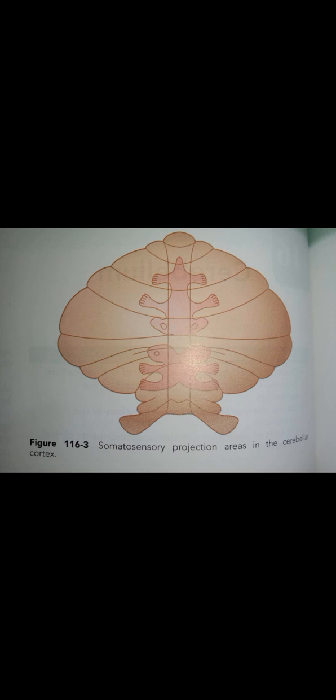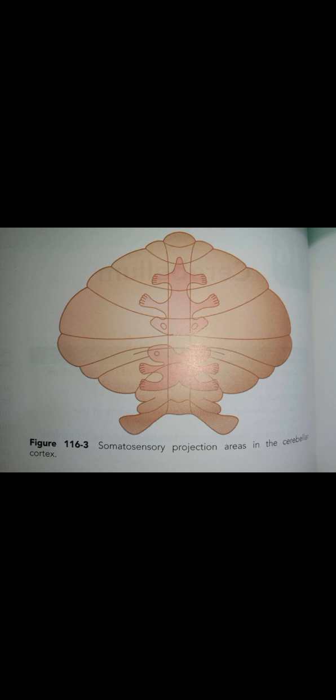These topographical representations receive afferent nerve signals from all the respective parts of the body as well as from corresponding topographical motor areas of the cerebral cortex and brainstem. In turn, they send motor signals back to the same respective topographical areas of the cerebral motor cortex as well as to topographical areas of the red nucleus and reticular formation of the brainstem. So this figure shows somatosensory projection areas in the cerebellar cortex.